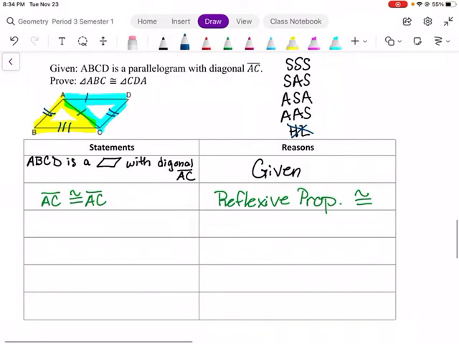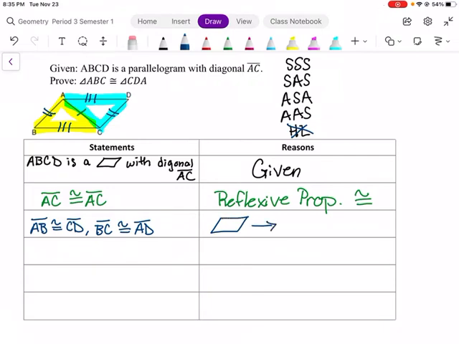So we can go ahead and say that the other sides of the triangle are also congruent. We know AB is congruent to CD. We also know BC is congruent to AD. And from our last lesson, we talked about how we would write our reasons for this. And if we have a parallelogram, so we're going to start with the parallelogram, that implies that opposite sides are congruent. And that is how we would write the reason for this one.